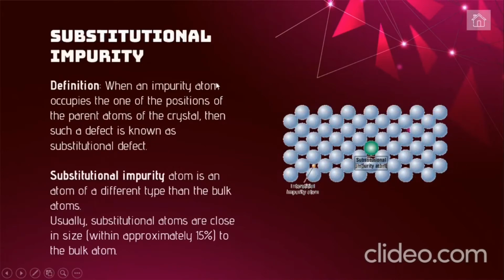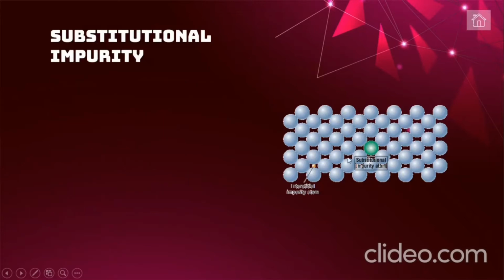The third type of point defect is substitutional impurity. The definition is when an impurity atom occupies one of the positions of the parent atoms of the crystal, then such a defect is known as a substitutional defect. Like we can see here, this atom is different from the other atoms around it. This is what we call a substitutional impurity, when a different atom fits in and substitutes the parent atom.